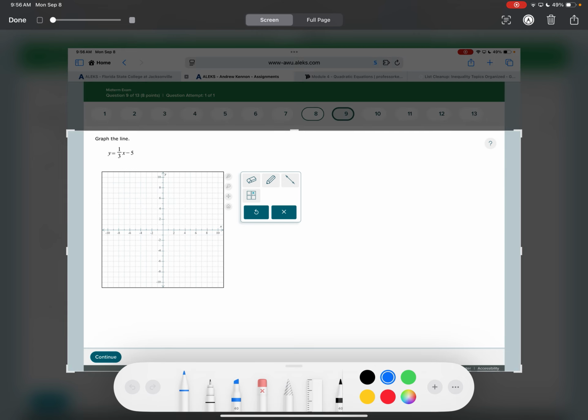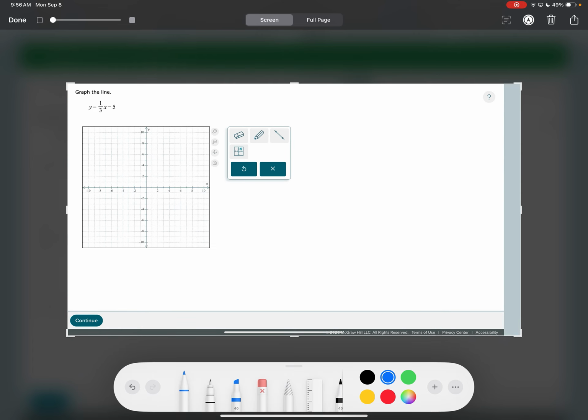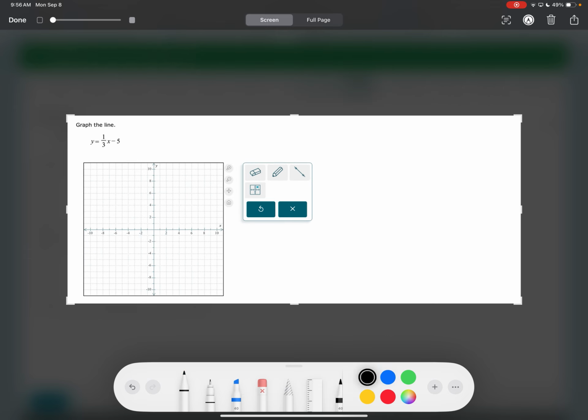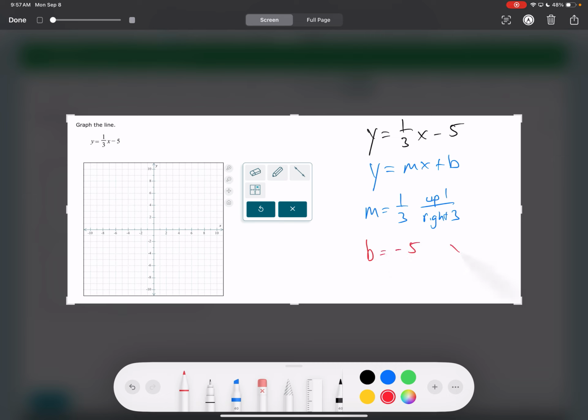We call that the starting point. The y-intercept is our starting point because that's when x equals 0. And when we think about our y-intercept, that is like our starting point in real life when we're talking about stuff too. So mx plus b, my m is 1/3. I go up 1 to the right 3. And then my y-intercept is at -5, x equals 0, and that is called my starting point.